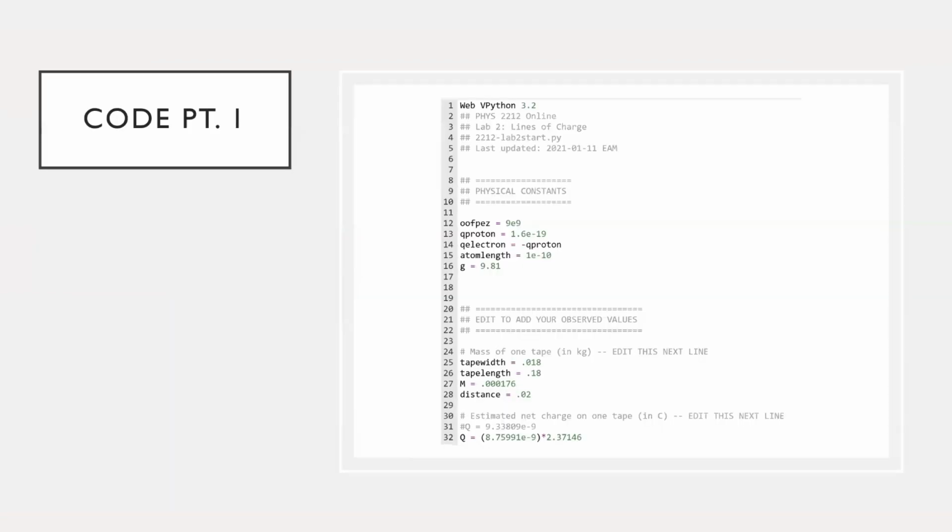Okay, so now let's get into our GlowScript code for this lab. I started by plugging in my constants like 1 over 4 pi epsilon, the charge of an electron, atom length, and the gravitational constant. And here, starting in line 25, I've put my data in from lab 1. And in line 32, I entered the Q I calculated from lab 1, but ended up changing it using guess and check so that the magnitude of the electric force could more or less cancel with the magnitude of the gravitational force.